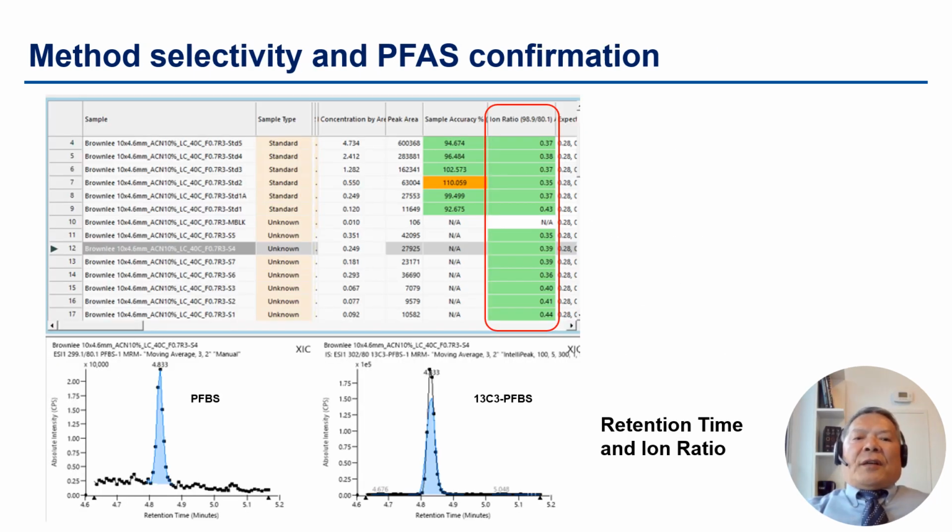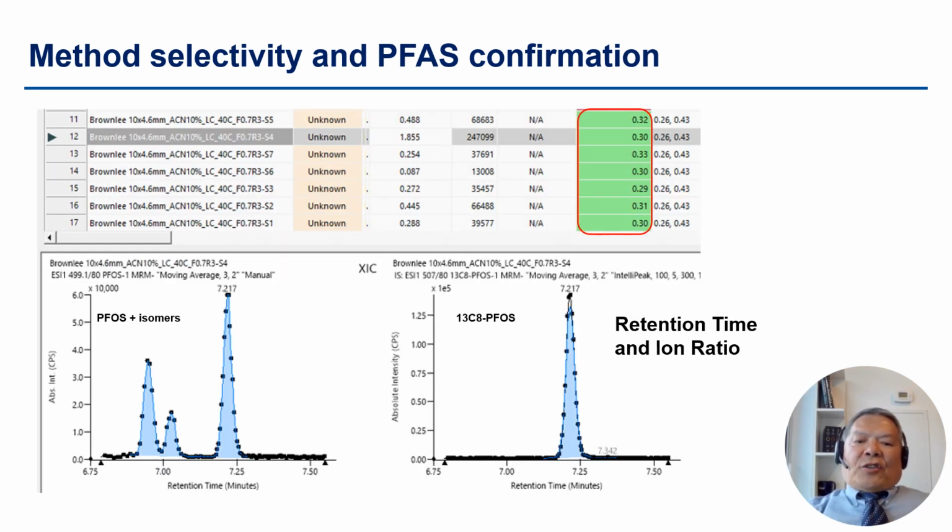Method selectivity can be evaluated by comparing the retention time and ion ratio of the analyte in the reference standard and in the sample. Our software can automatically calculate the ion ratio when you integrate both the quantifier ion and qualifier ions.